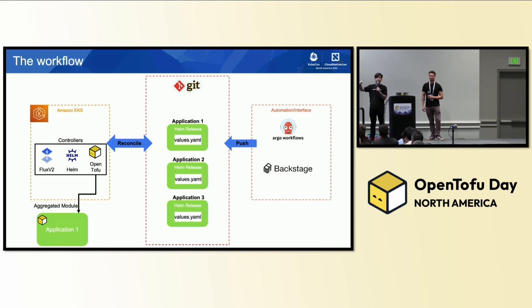It will be up to the controllers to reconcile whatever we have declared in our OpenTofu module, in our Helm charts, because this is where we define the business logic and how applications are going to get deployed into our cluster. Once they push it, it's up to the controller to reconcile. So Argo Workflows, Backstage and even Jenkins in this tool are just being used to create templates and push to our repository. After that, it's up to the controllers to do their jobs.